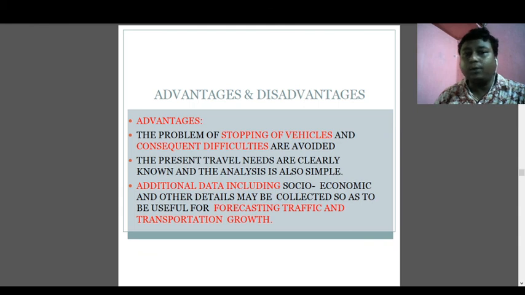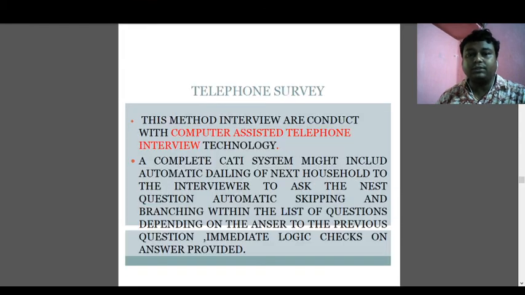The problem of stopping vehicles and the consequent difficulties are avoided. The present travel needs are clearly known and the analysis is also simple. Additional data, including socio-economic and other details, may be collected so as to be useful for forecasting traffic.